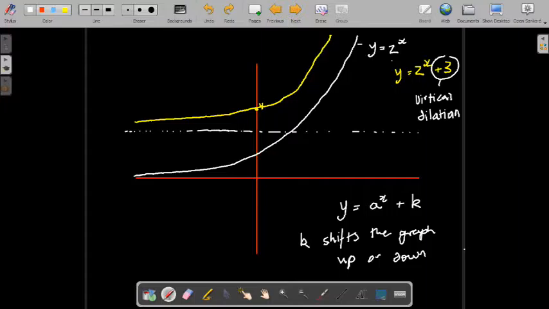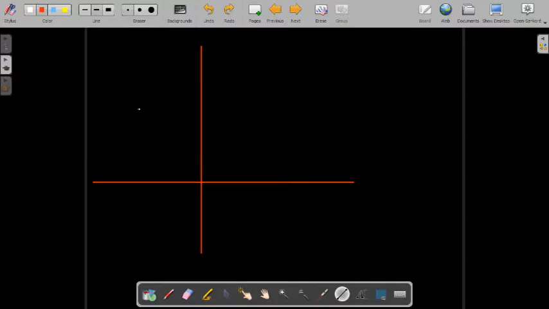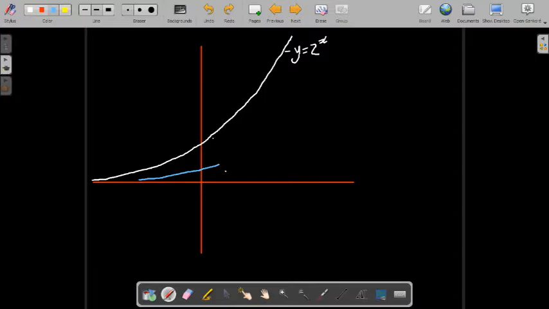So k shifts it up or down. Now the other situation is, like our quadratics and cubics, etc., what makes it go left or right? So I've got my y equals 2 to the x. I just need to see what makes it change, so that I have the same shape, it's just shifted across.